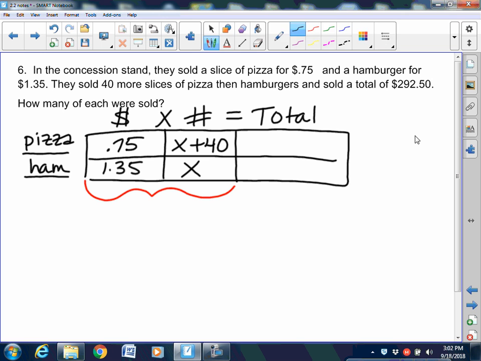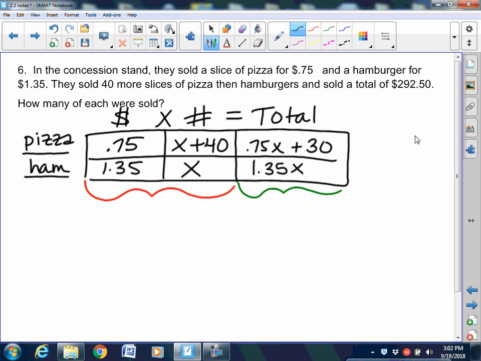And then, some of you will have no clue where to come up with these 2 boxes. And if you ask somebody next to you, what are they going to say to come up with these last 2 boxes? The person next to you is going to say, just multiply these 2 boxes across. That's how you come up with those boxes over there. So you're going to get 0.75(x + 40) and 1.35x. That's how you fill in those boxes. So far, so good.